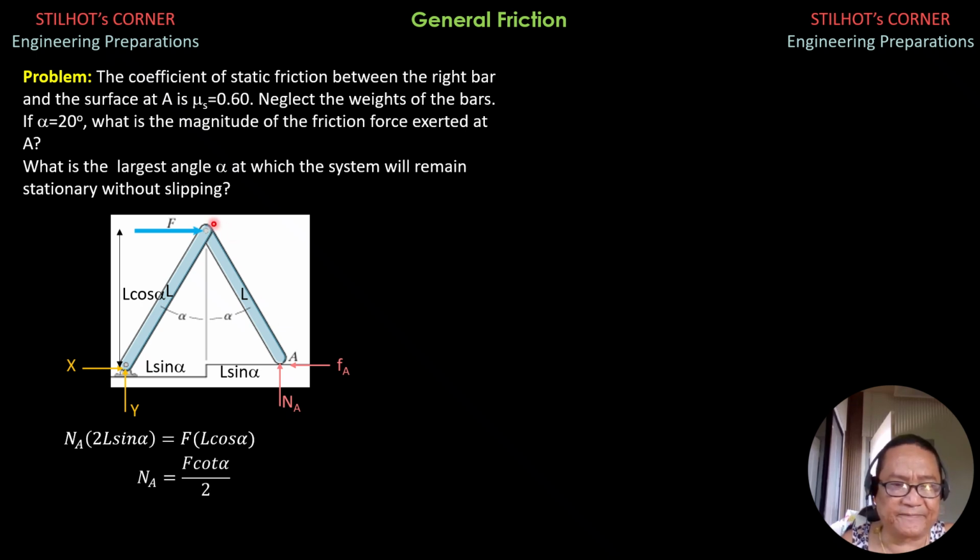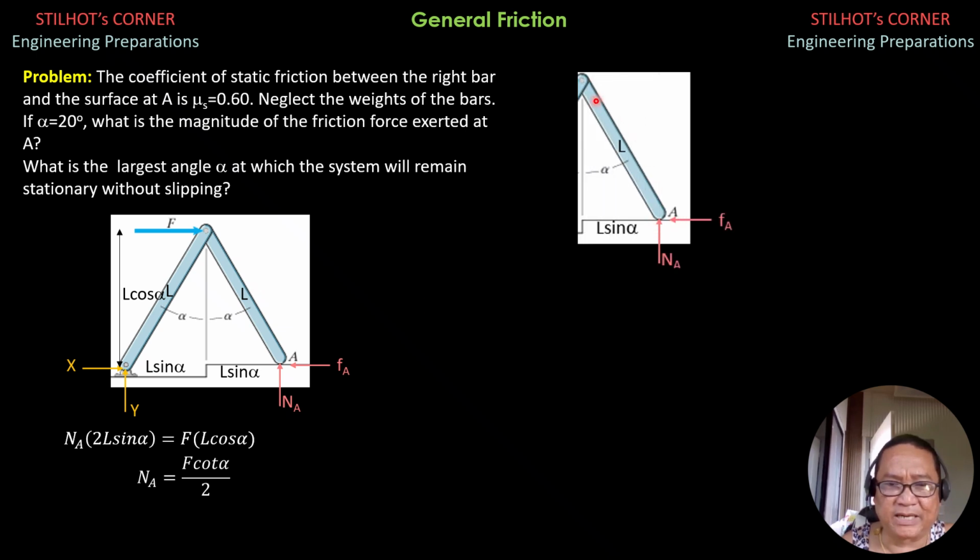Then, considering the free body diagram of the right leg or right portion of the system, this is the FBD. We will call the X and Y components at the pin here as X1 and Y1 respectively. Then we sum up moments about that point equals 0. Remember this is L cosine of alpha. Our equation would be Na times L sine alpha equals Fa times L cosine of alpha.